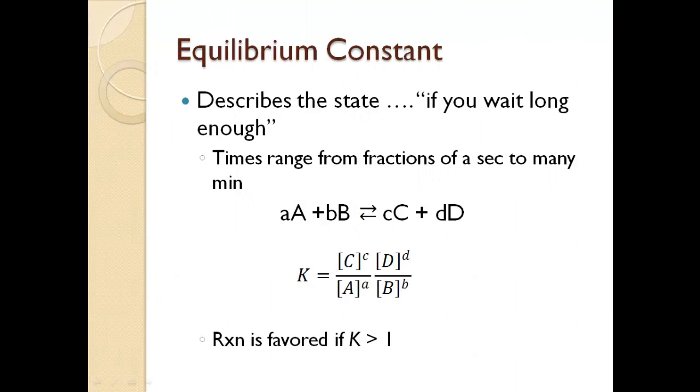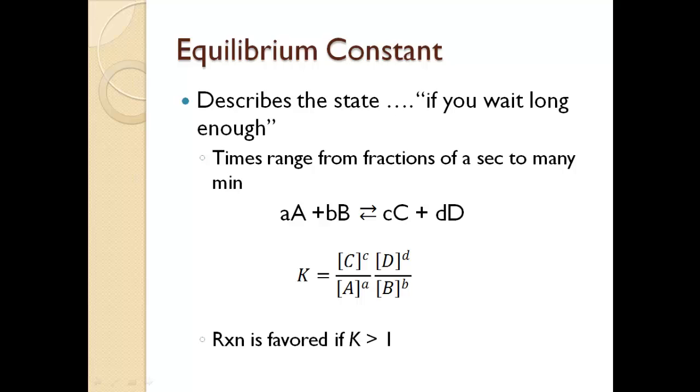Since we're going to start talking about equilibriums a lot, we should define what equilibrium constant really means. We skipped over this chapter at the beginning of the semester because I wanted to wait till we started actually talking about chemical equilibrium. So equilibrium describes the state, quote unquote, if you wait long enough. Most reactions of interest in analytical chemistry reach equilibrium in times from fractions of a second to many minutes to possibly hours, but they do range in time.